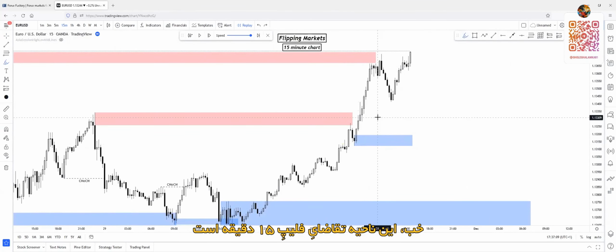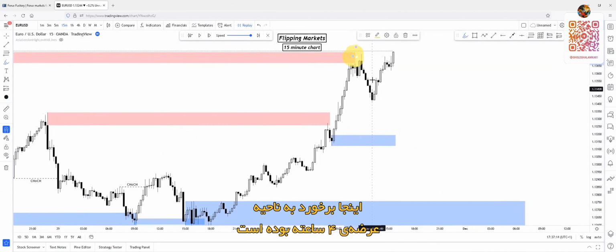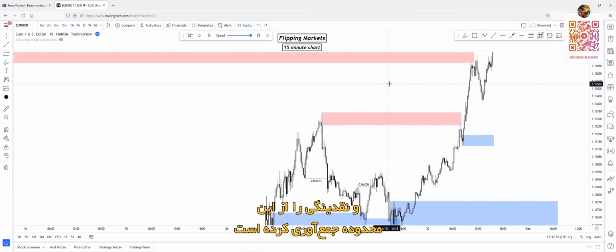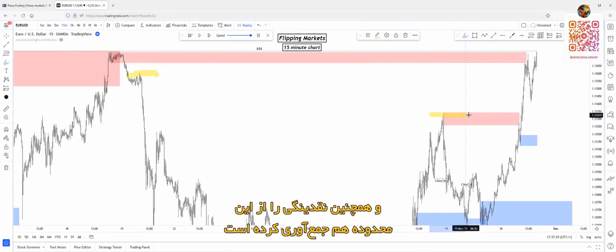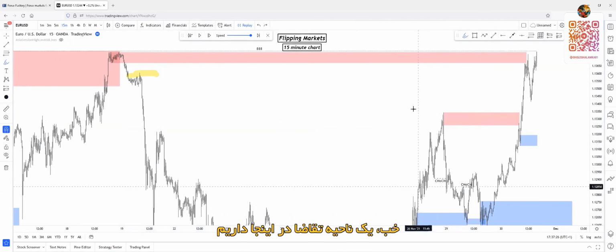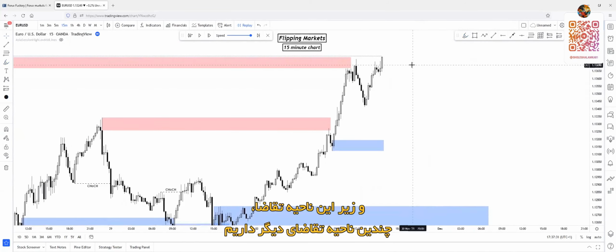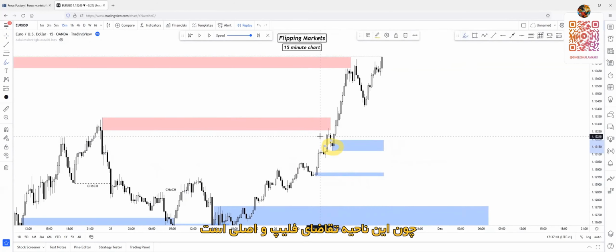This is the 15-minute demand flip zone that caused the top of the 4-hour supply zone. As you can see, this was the top of the 4-hour supply zone, and it happened with a huge inefficient push to the upside. And it actually swept liquidity from this region, and also it swept liquidity from this region. So yeah, we have this demand zone right here. And below this demand zone, we can find several demand zones. For example, this one, but this isn't as valuable as this one because this is the flip zone. This is the major demand zone.